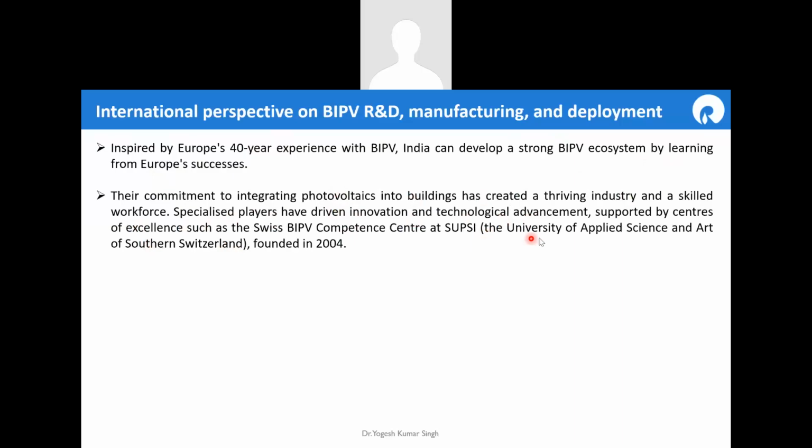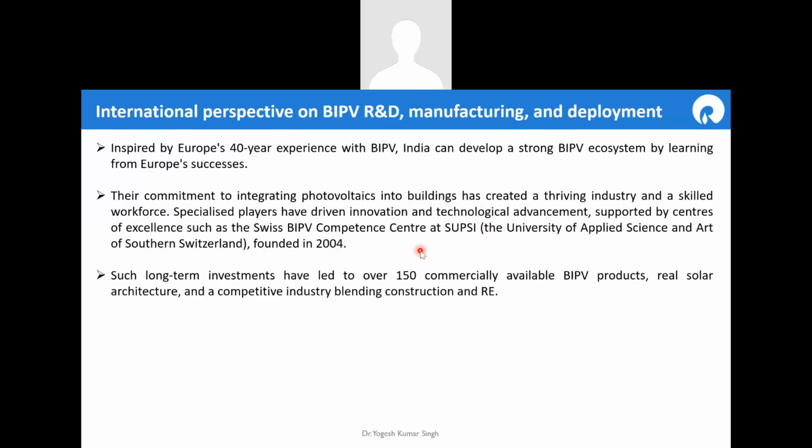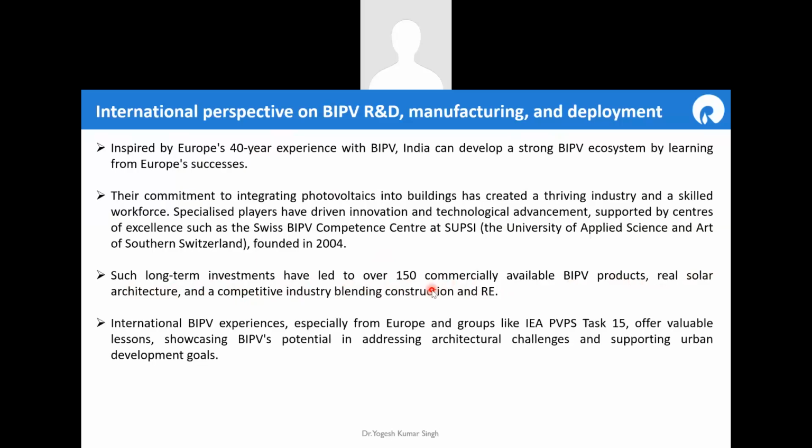Then after that, they have integrated building and skilled workforce through a technology advancement support center and different universities and application systems, founded in 2014 in Switzerland. With the help of that they do a lot of R&D, manufacturing and development at their center. They have also made a long investment around 150 commercially available BIPV products, where real solar architecture and a competitive industry blend construction and renewable energy. So they have 150 commercial buildings in the entire Europe. If you visit Europe, you can also see the BIPV system there.